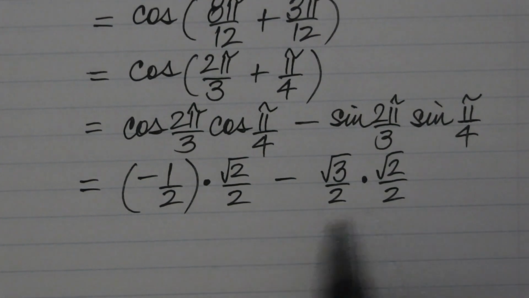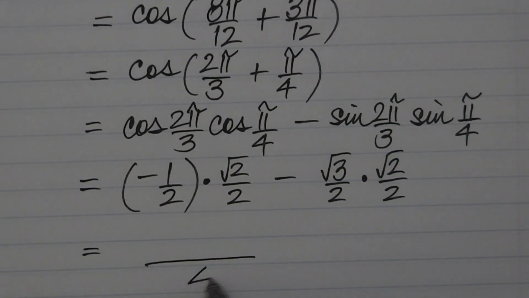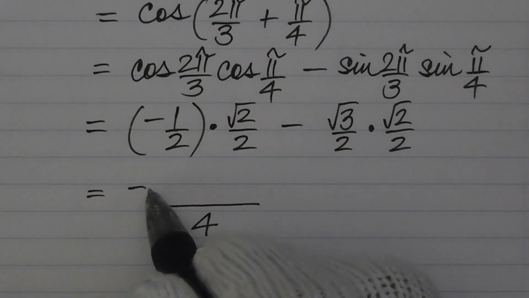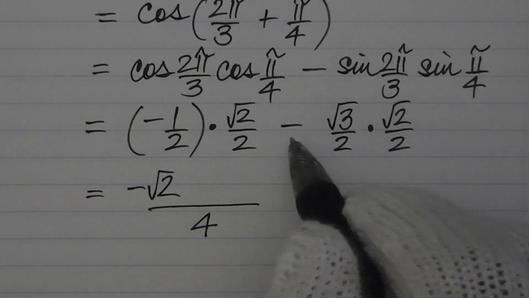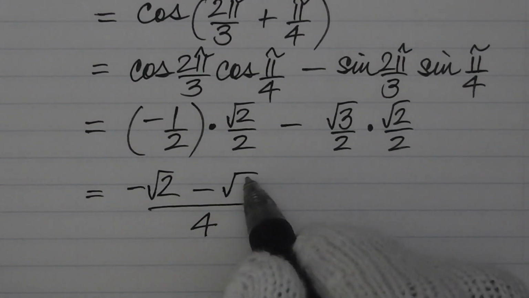Again, my common denominator is 4. Negative 1 times radical 2 is negative radical 2. Negative radical 3 times radical 2 is negative radical 6.